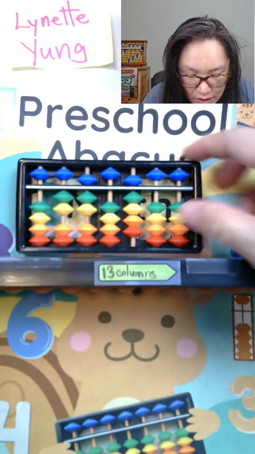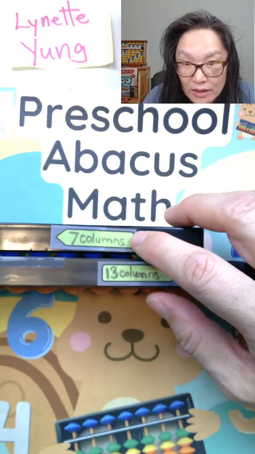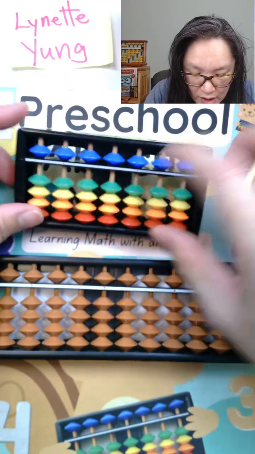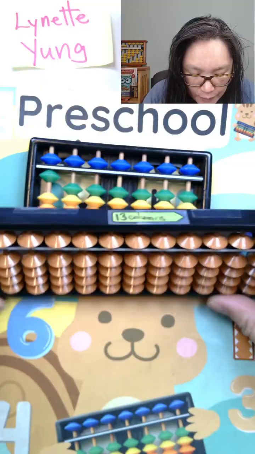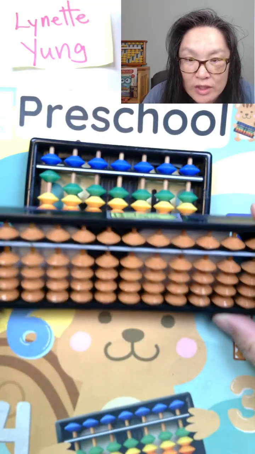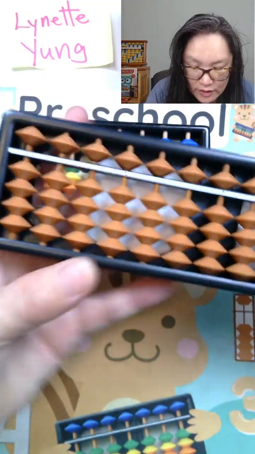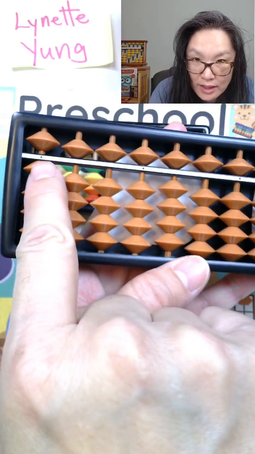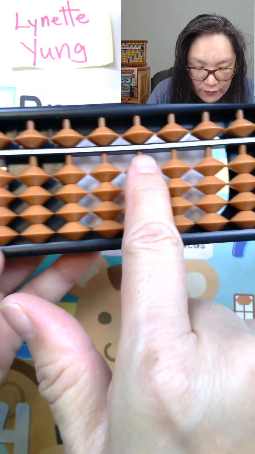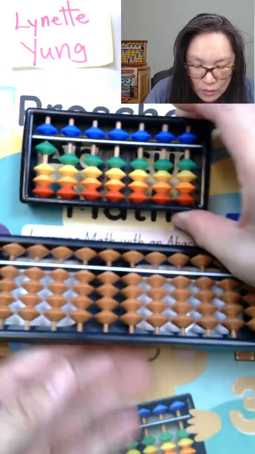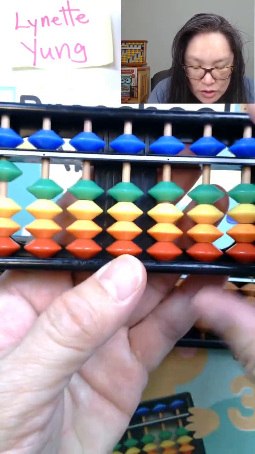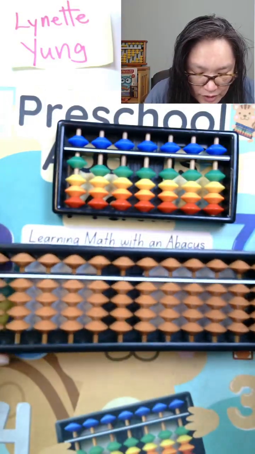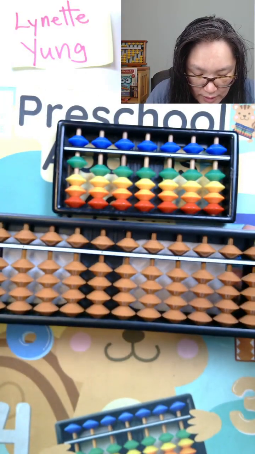This one is 13 columns. This one I have is 7 columns. You could do 13 columns on a colorful one. What's the difference? It just means that there's more digits. So here, if you notice, I actually have more dots. I have 1, 2, 3, 4, 5, I have 5 dots here, whereas this one I only have 2 dots. So why is there a difference? Well, it's just more digits.